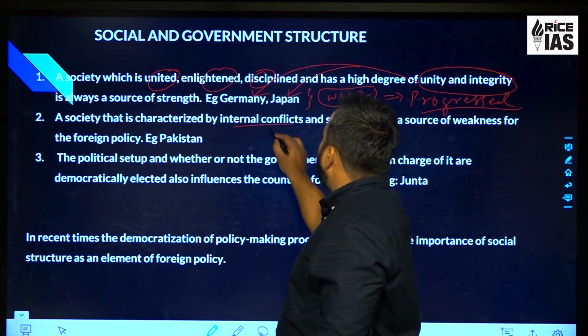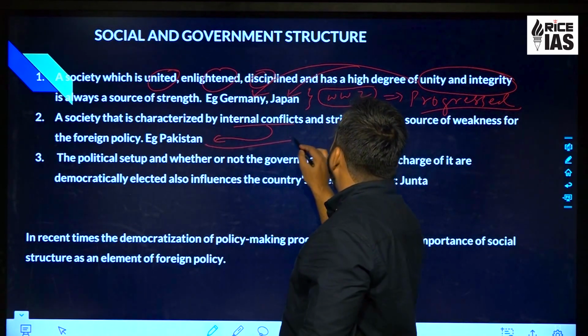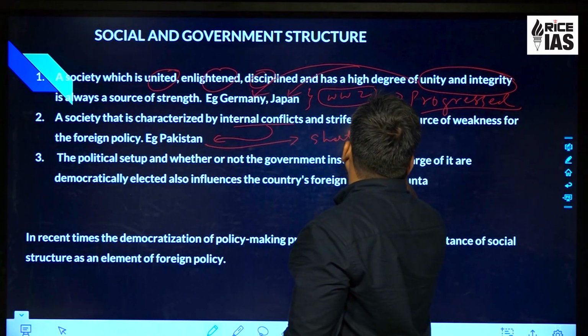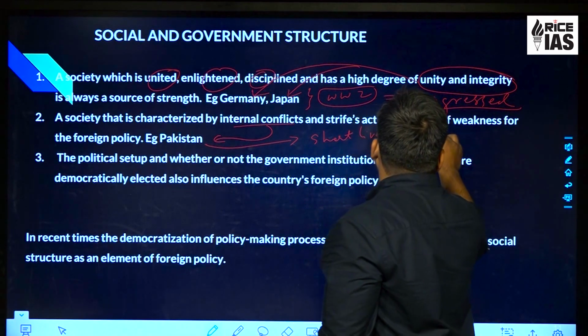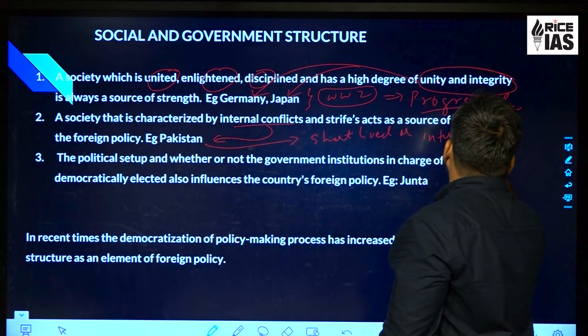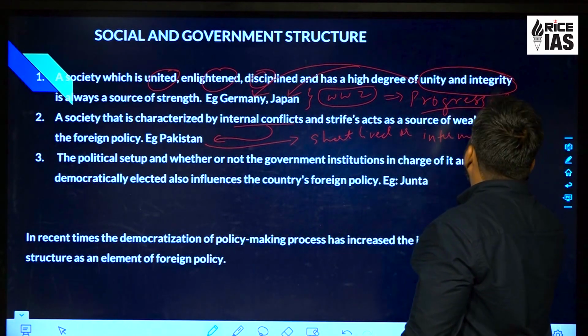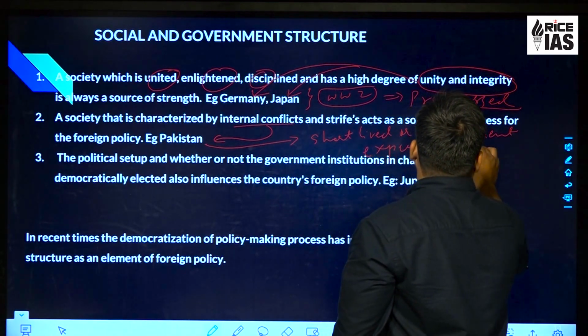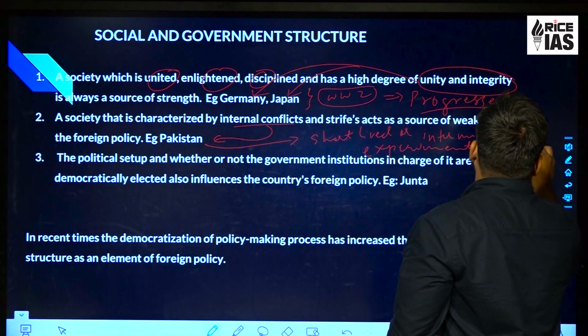Internal conflicts, example, Pakistan, short-lived or intermittent experiments with democracy.